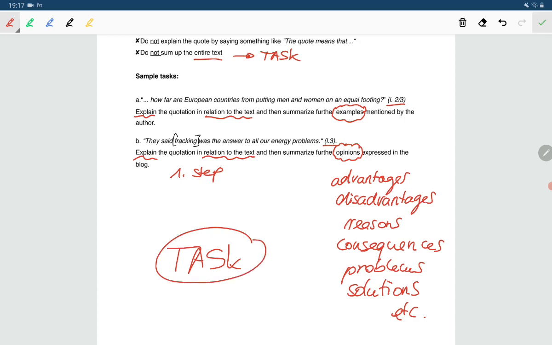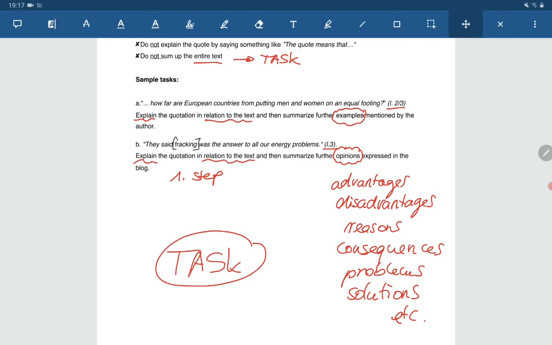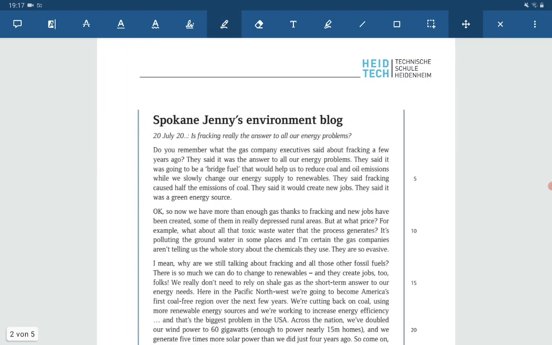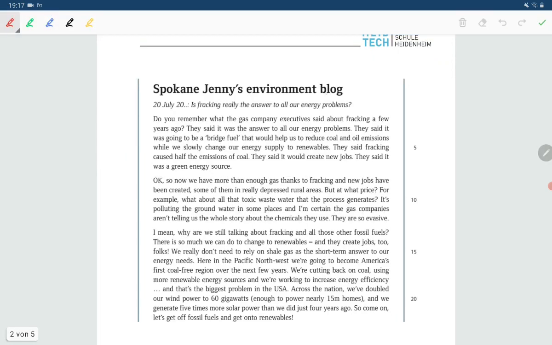Now, to get a better picture, a better understanding, we're going to check out one example. Now, this would be an original text. This is the blog we were talking about. This is Spokane Jenny's environment blog. Is fracking really the answer to all our energy problems? We will start to read. Do you remember what the gas company executives said about fracking a few years ago? They said it was the answer to all our energy problems.